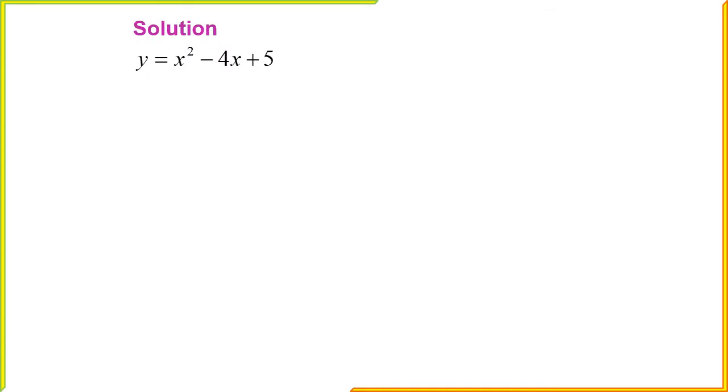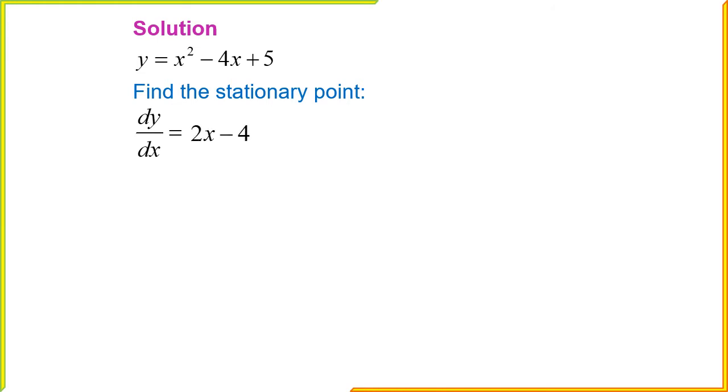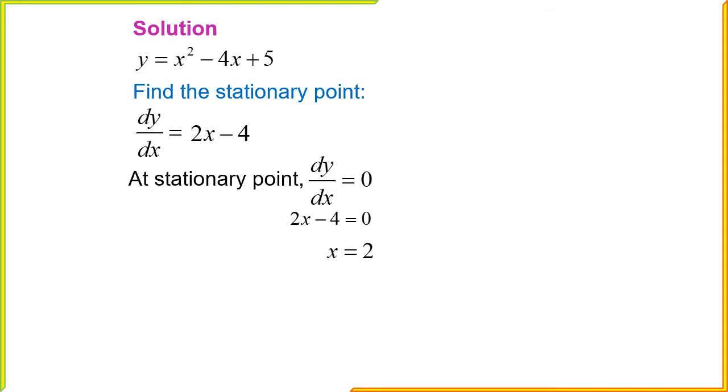So y equal to x squared minus 4x plus 5. The first step we need to do, as usual, to find the stationary point, is to find the dy/dx. So differentiate y with respect to x. What we have is 2x minus 4. And then to find the point, we let the dy/dx equal to 0, means that 2x minus 4 equal to 0. So x equal to 2. So we have the x coordinate.